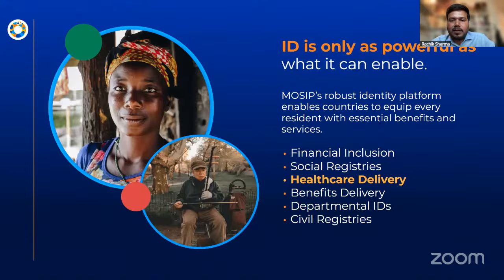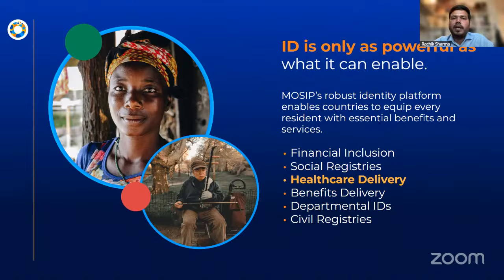Now I'll come back to the slide, as ID is only as powerful as what it can enable. So we have talked about MOSIP creating a credential. Then we talked about eSignet and NG, which are actually facilitating this process of enabling the ID. So to get any benefit delivery, to get any service delivery, you have to put that ID to use. And how do you do that?